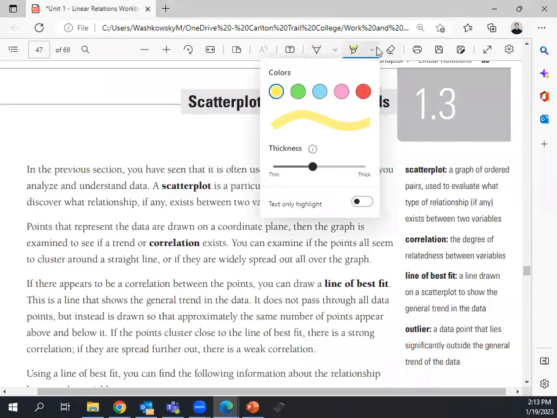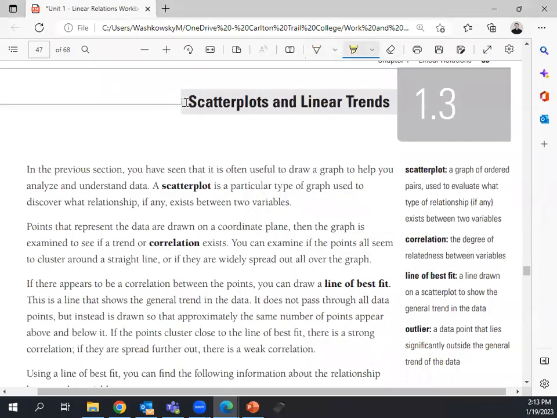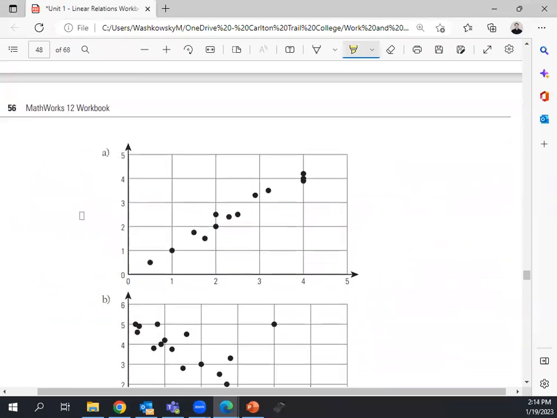So our last part of this unit is scatter plots and linear trends, but mostly scatter plots. What a scatter plot is, I'll show you what it looks like right after this. A scatter plot is a graph of ordered pairs used to evaluate a type of relationship that exists between any two variables. That's the fancy way of saying that a scatter plot is a graph of points and you try and figure out what's happening with that data.